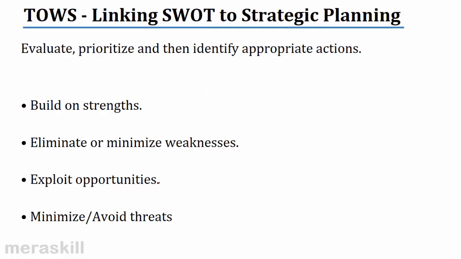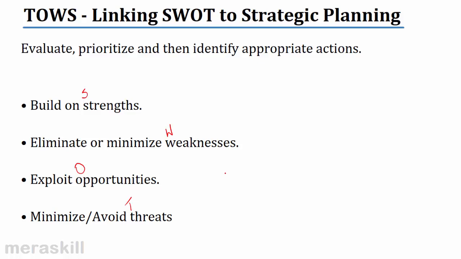Now, TOWS is nothing but SWOT in the reverse order. This is linking SWOT to strategic planning. Now, how do we use the SWOT analysis for planning? We need to evaluate, prioritize, and identify actions. We have already discussed the SWOT analysis and said that we build on the strengths, we eliminate or minimize the weaknesses, we exploit the opportunities, and we minimize or avoid the threats.